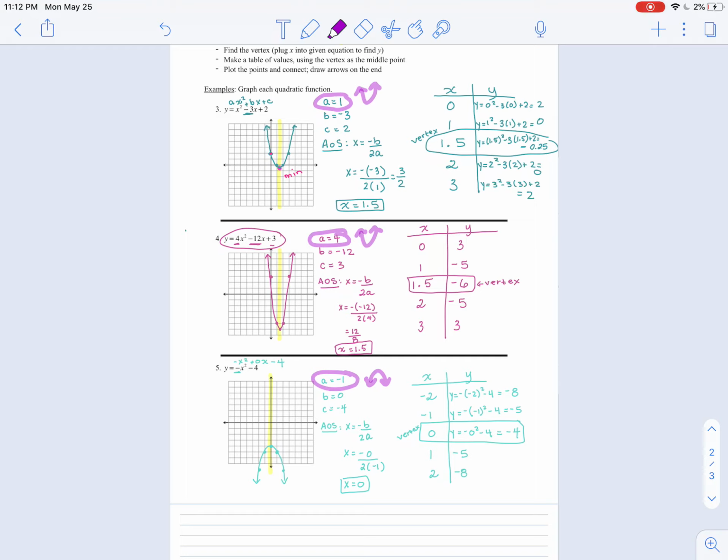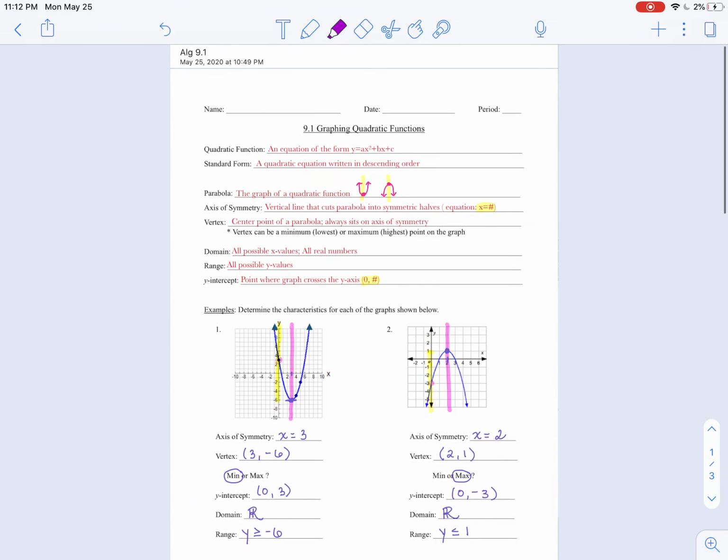Okay, the homework is in a second attachment within Teams. You're going to graph each of the functions and then identify their characteristics.